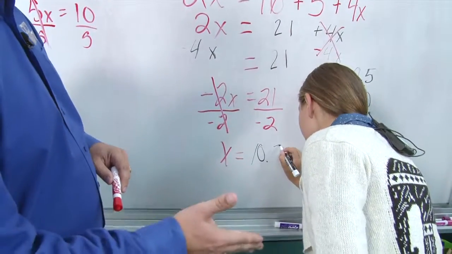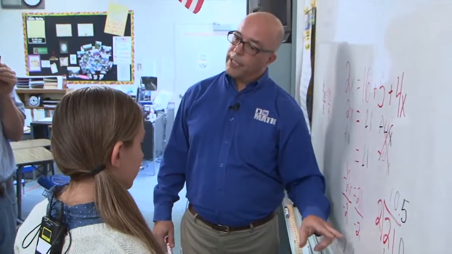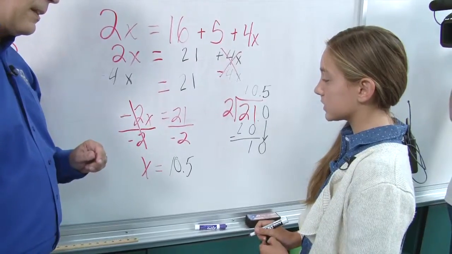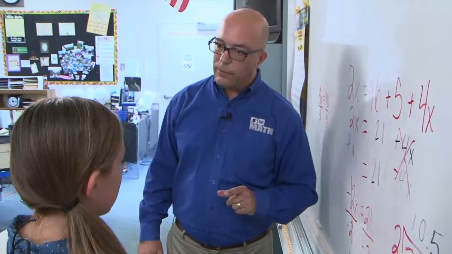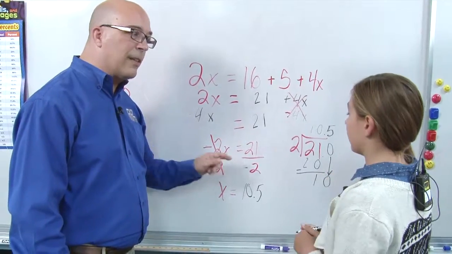Now I have a final question for you. Is x equal to 10.5, or is there something else we need to do to that? I think there's something else we need to do. What do we need to do? We need to add something to it, because here I said forget about the negative symbol for now. Oh, add the negative symbol.